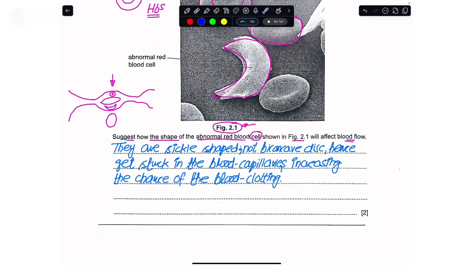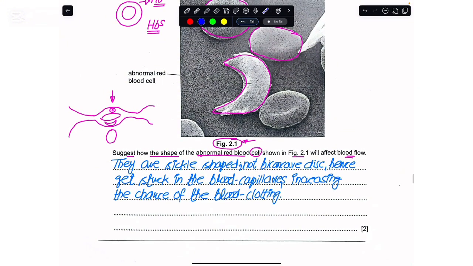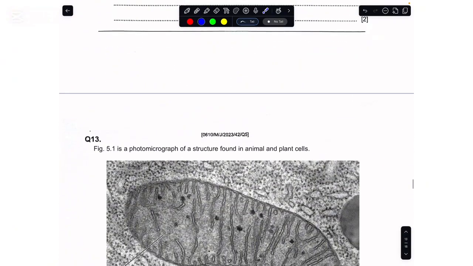So for the 2 marks, you would say that if the red blood cells are sickle shaped and not biconcave discs, they would get stuck in the blood capillaries, and by that they would increase the chance of blood clotting. And when these abnormal red blood cells bring about a blockage in the blood capillaries, for sure the flow of the blood would be minimized or reduced.